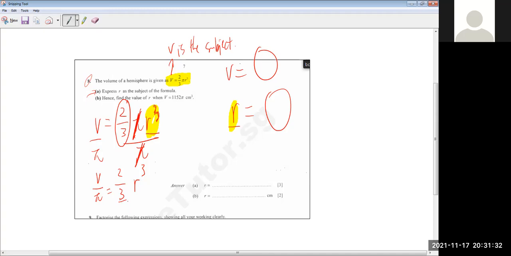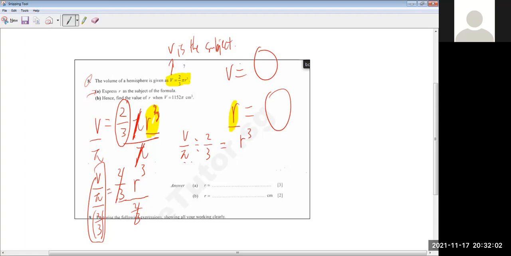Okay, how do you get rid of the 2/3? You divide by 2/3 on both sides. If you divide by 2/3 on both sides, you get rid of the 2/3 on the right, and then you need to simplify this. How do you simplify the left side? You have V over pi, you divide by 2/3. Then you will get R cubed. This looks much better. So now you're only left with R cubed.